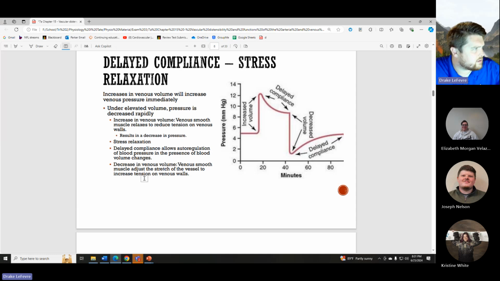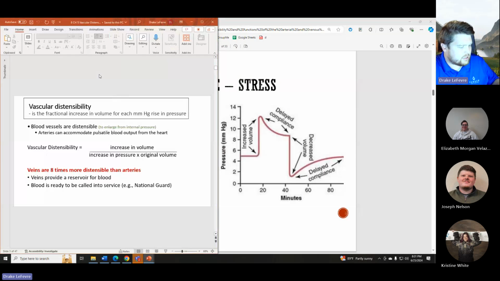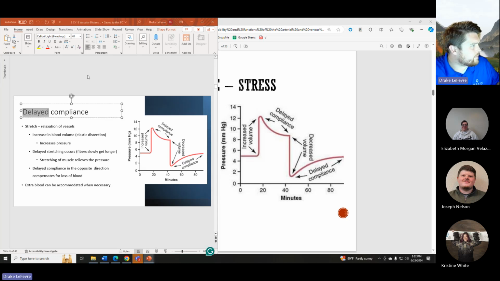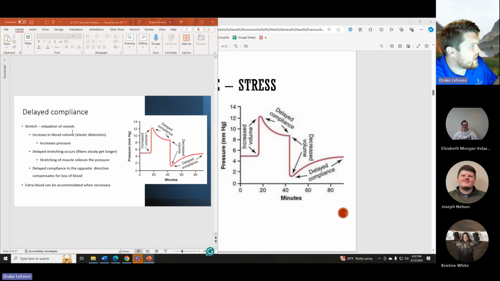Decrease in venous volume, delayed compliance. I don't actually remember ever talking about delayed compliance. Let's see if I have something in my other notes. Oh, here we go. Okay. I don't ever remember getting tested on delayed compliance.